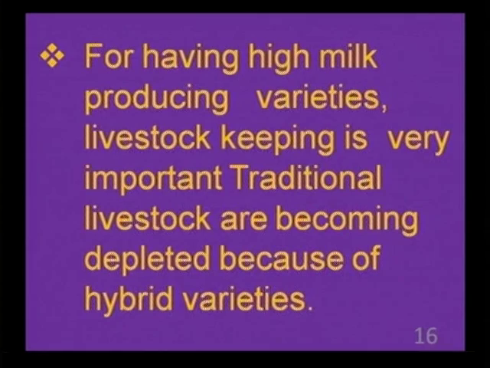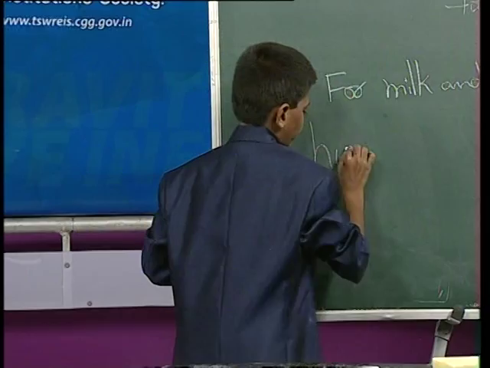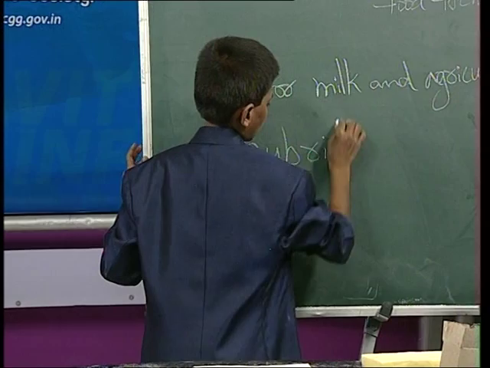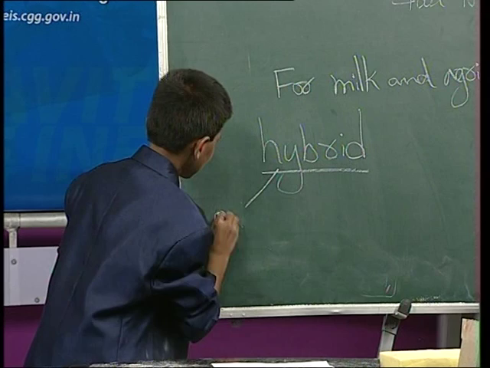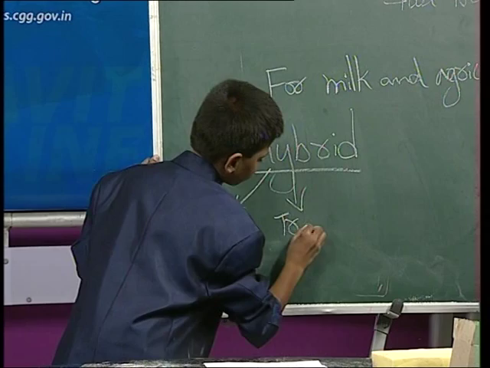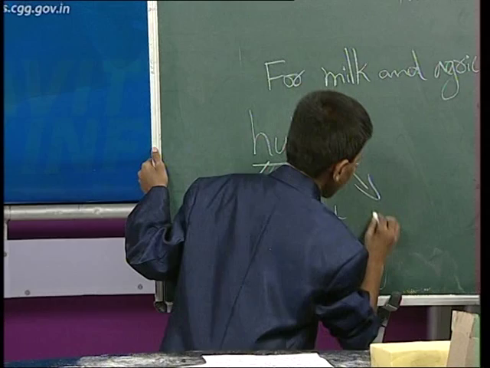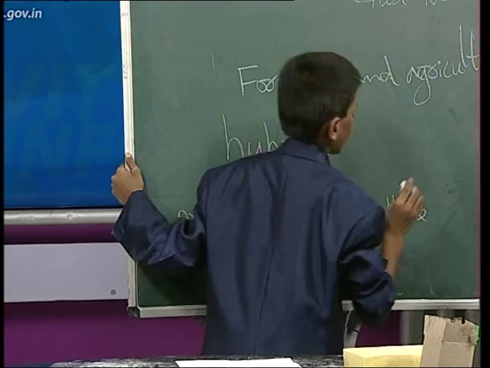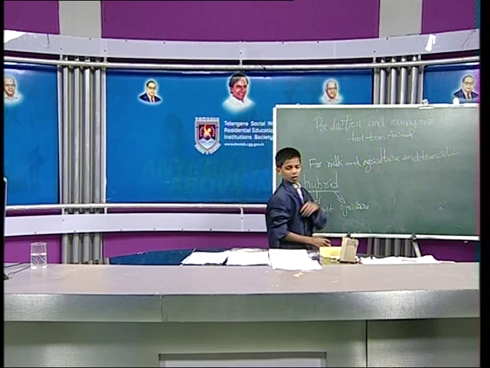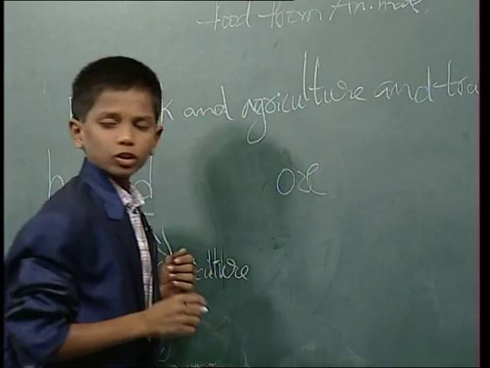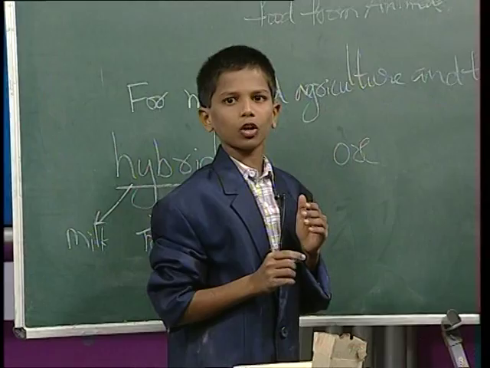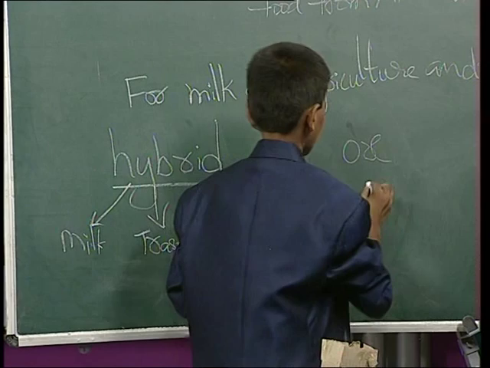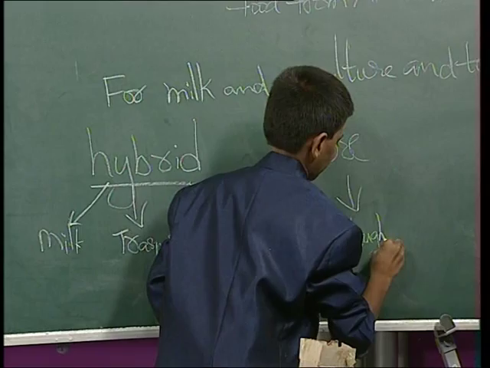Traditional livestock are depleting because of hybrid varieties. See here, because of hybrid, the hybrid cow can give milk, it is used for transport, and it can also be used for agriculture. Yes or no? Yes. If we have our traditional species, the ox, it is only used for ploughing. Yes or no? Yes, it is only used for ploughing. This ox can't give us milk.